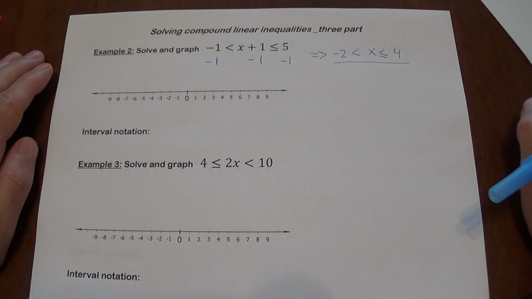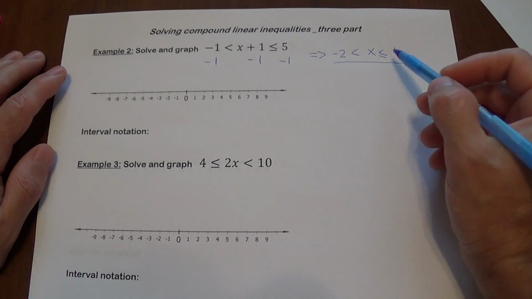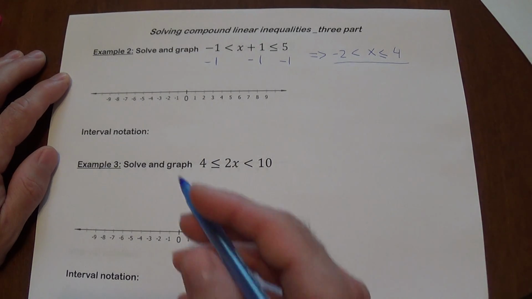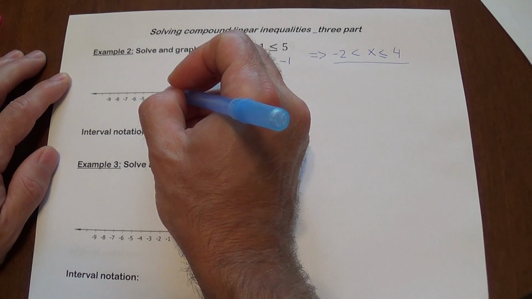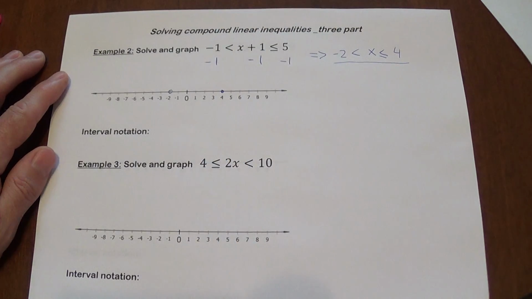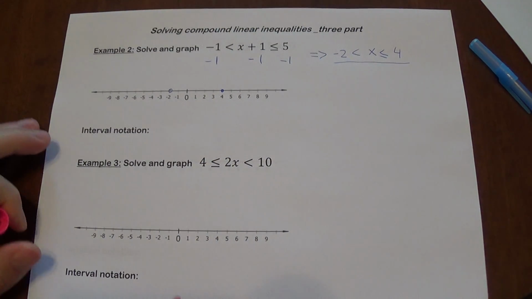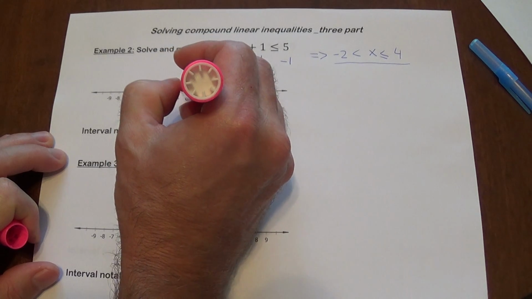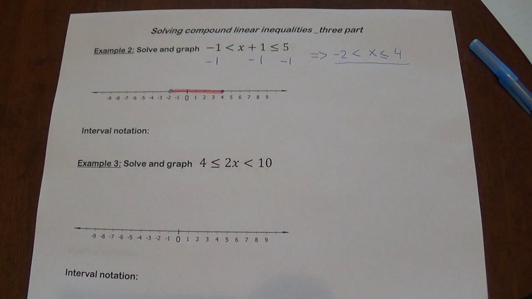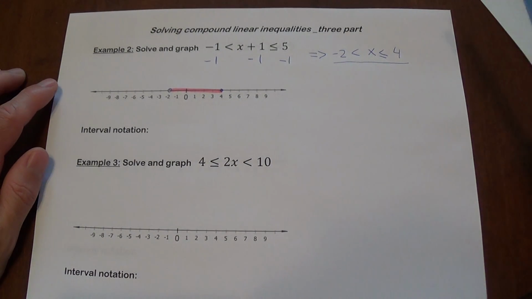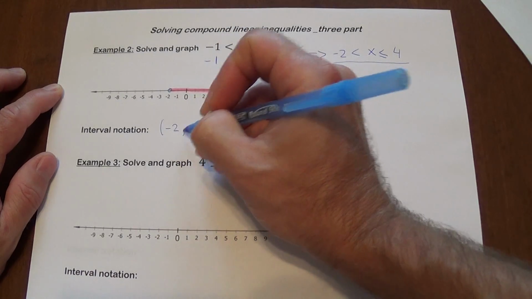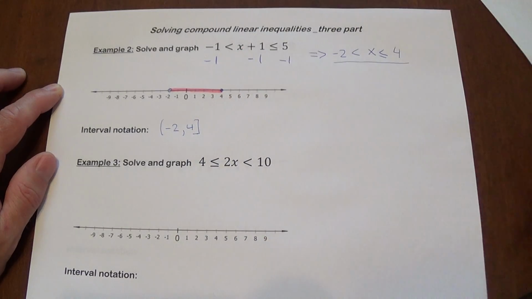And if you remember what I just explained, this is going to be a value of x that's trapped between -2 and 4. So open at -2, closed at 4, and we are going to shade the part that's between them. Okay, and that's going to be our graph, and the interval notation here is going to be: -2 is open, so it has a parenthesis, and 4 is closed, so it's going to have a bracket.